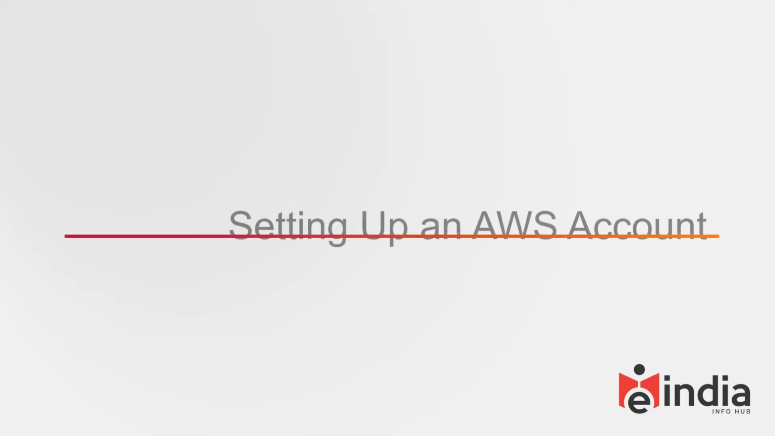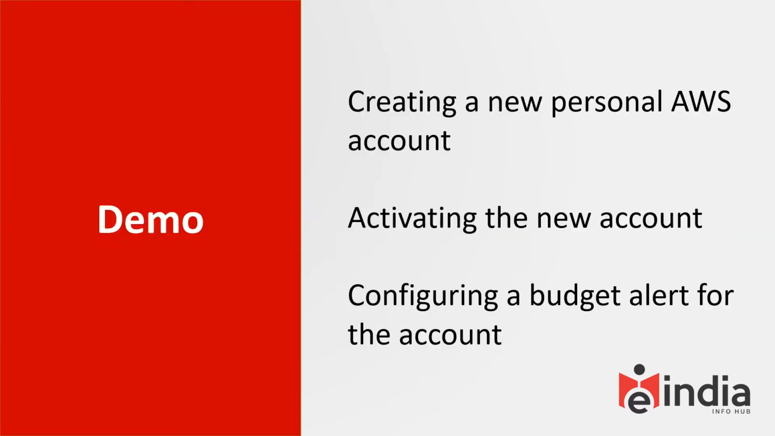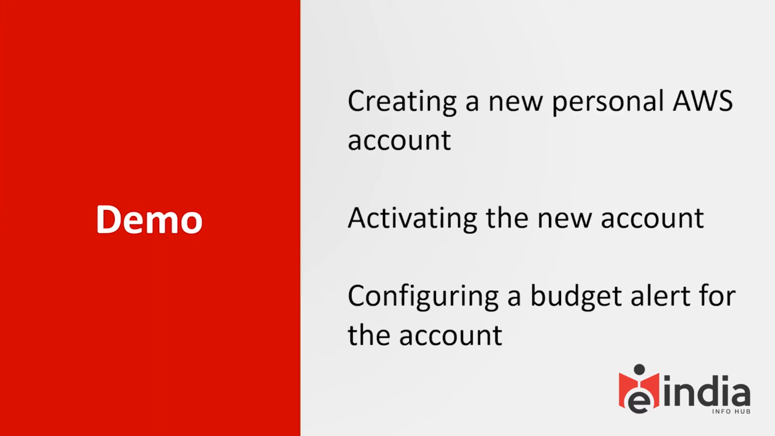So next, we're going to walk through the process of setting up an AWS account. This will be useful for you as you go through each of the different courses within this path. So here within this demo, we are first going to be creating a new personal AWS account. We will then be activating the account. And finally, we will configure a budget alert so we can keep an eye on any charges that occur on our account. So let's dive in.